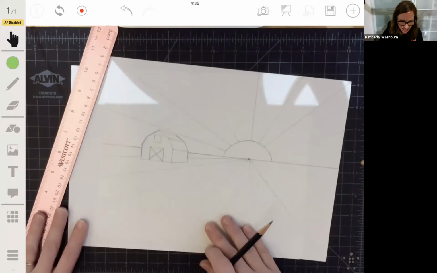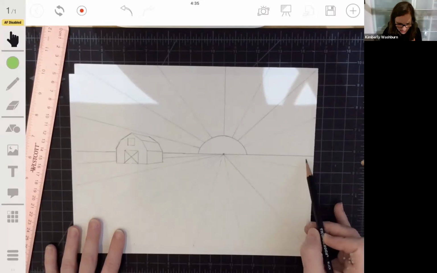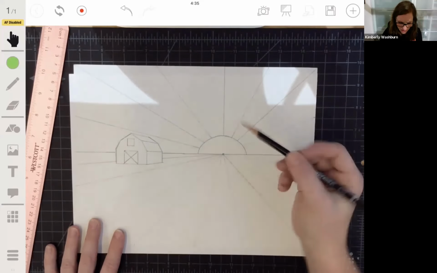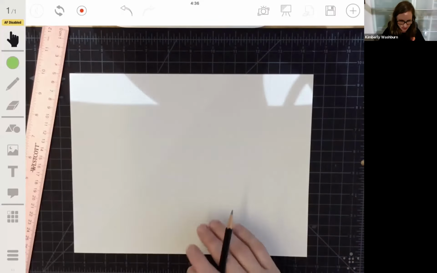So what we're going to do first is start out by finding the two things that we absolutely have to have in a perspective drawing. We have to have a horizon line, and we have to have a vanishing point. So we're going to start out by finding those things.